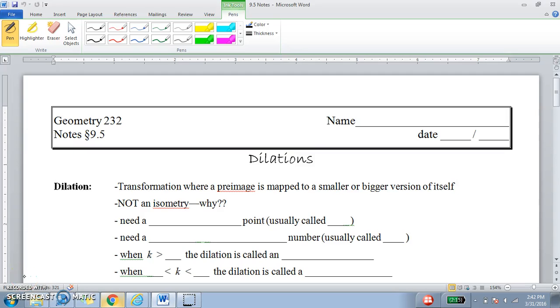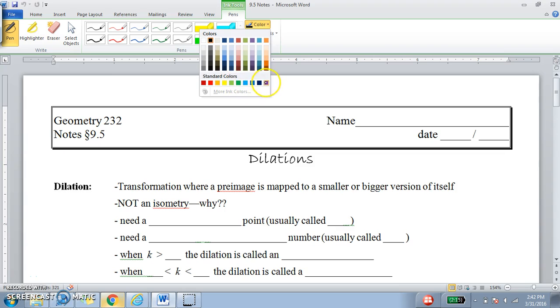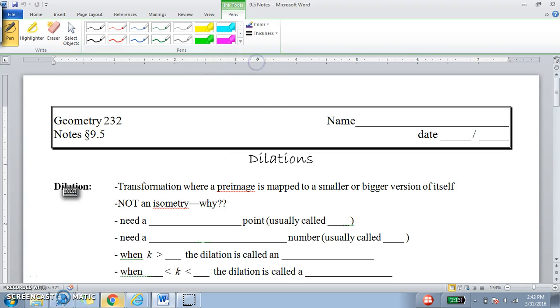This is Geometry, section 9.5, Dilations. So this last section that we're going to do in this chapter is different than all the other sections, because the biggest thing to remember about a dilation is that it is not an isometry like the other three that we've talked about are. Translations, rotations, and reflections are isometries because they move the shape, but they don't change the shape. A dilation is going to change the size of a shape, so that's why it's not an isometry.